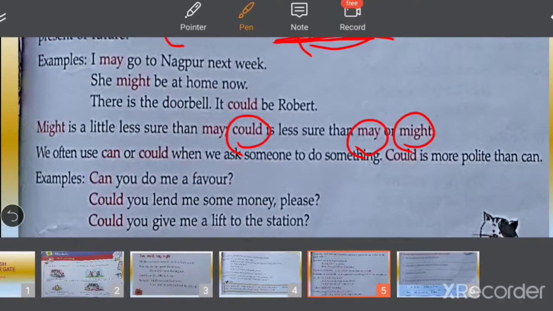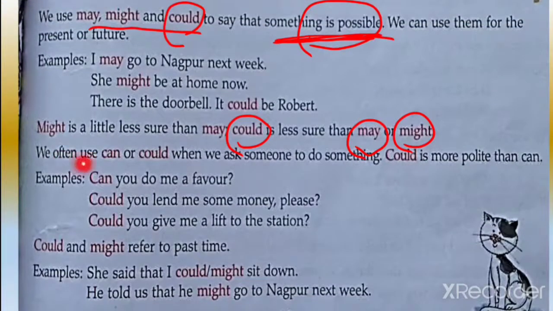Now look at the next one. We often use can or could when we ask someone to do something. Could is more polite than can. Now look at here. Earlier what we have seen on page number 64, can and could we can use for the ability. What's our ability to do something? What we know about something, how to do something.